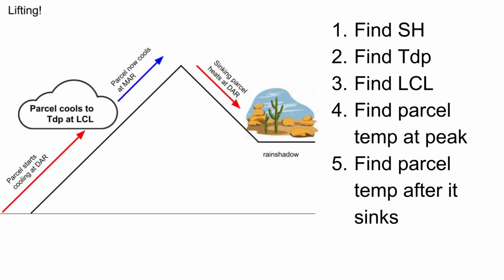So I've made a template for this. It's part of the handout. It asks you to start by listing the information that's given to you in the problem. And these are the skills that you need for this lab. You need to be able to find specific humidity, the dew point temperature, and the lifting condensation level. You need to find the parcel temperature at the peak. And then, if the parcel sinks, what's the new parcel temperature and relative humidity?